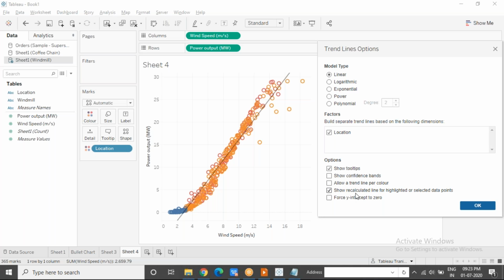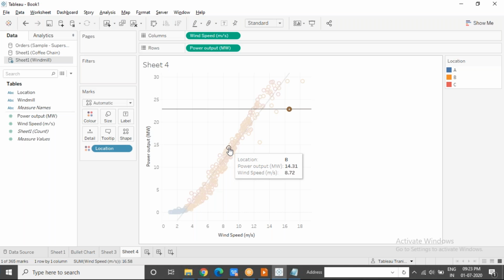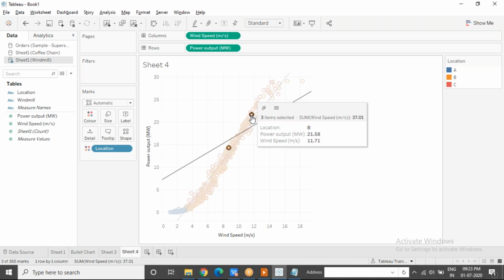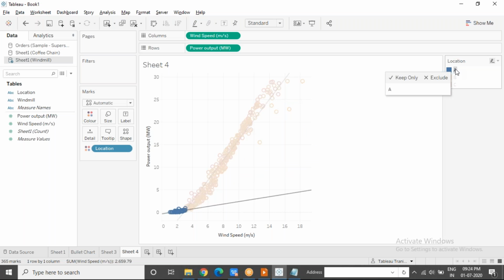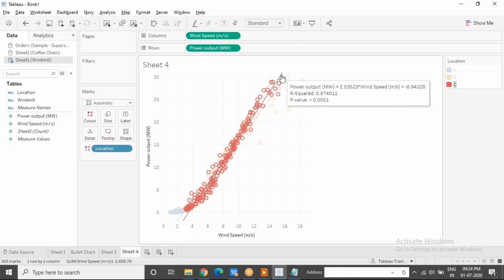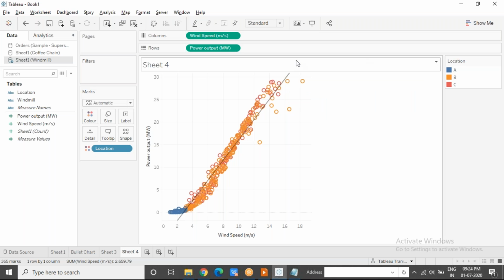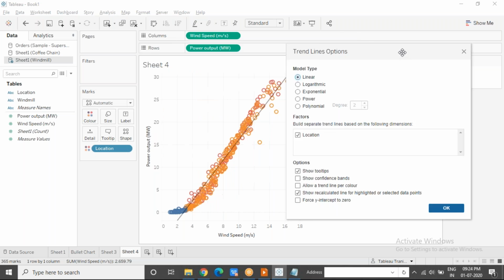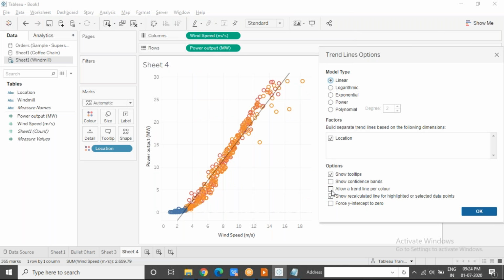Now, show recalculated line for selected or highlighted data points. As you might have noticed already, when I select certain data points, Tableau shows me the trend for those selected data points. Or if I use the highlighting feature of Tableau, it shows the trend line only for the highlighted data points. The underlying trend line is always there, but for highlighted data points it will show you again, and all the information comes up on the tooltip. That is why the other option, show tooltips, is always active.